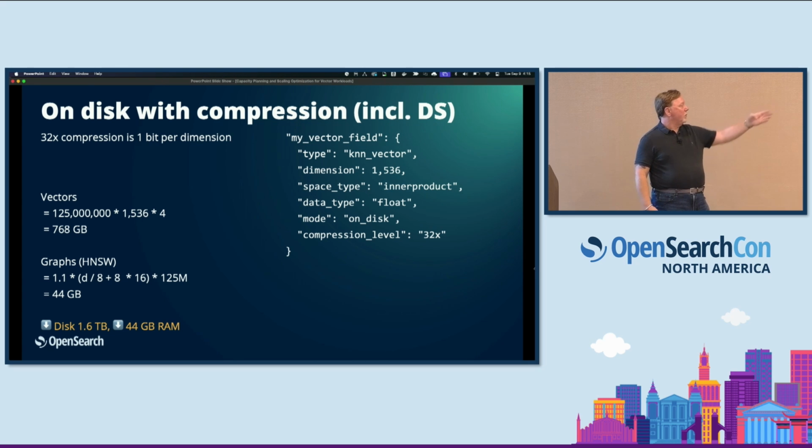So we have our full precision vectors that we're still storing in the .vec file. We have the graphs that are now 44 gig instead of 860 gig. And that gives us 1.6 terabytes of disk and 44 gig of RAM.